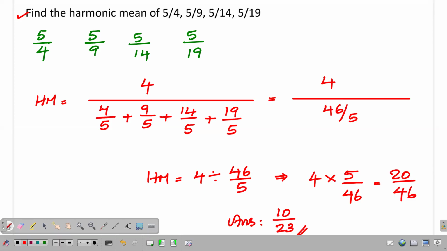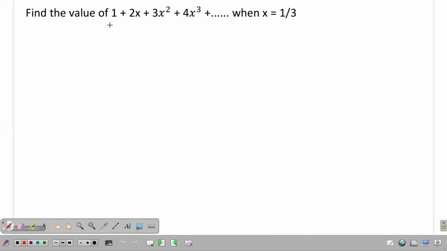Now let's go ahead with the third question for the day. You are asked to find the value of 1 plus 2x plus 3x square plus 4x cube plus etc. up to infinity when x is equal to 1 by 3. Please note, this adds up to infinity when x is equal to 1 by 3.